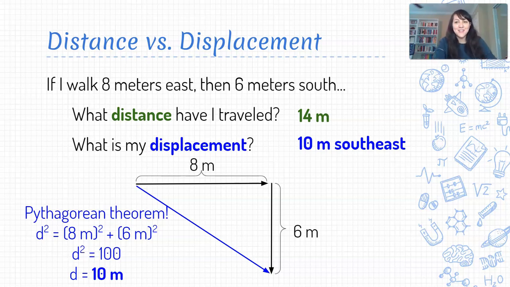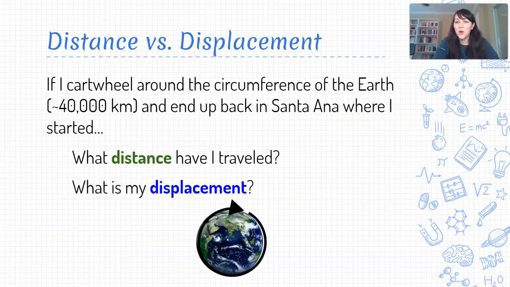All right, one last one. Let's say I am so excited about talking about distance and displacement, I decide to start doing some cartwheels. All right, so I can't even do one cartwheel, let alone go around the entire earth and over oceans, but whatever, we're gonna go with it. All right, so let's say that I get super excited and I cartwheel all the way around the circumference of the earth, which is about 40,000 kilometers if you haven't memorized that already. And then I end back up in Santa Ana, where I began, just in time for our next class together. Hooray! What distance have I traveled?